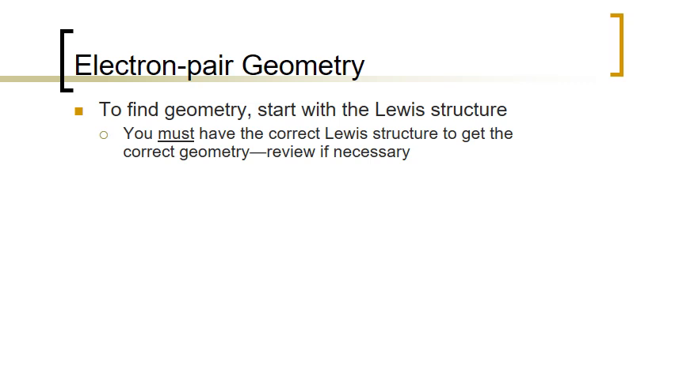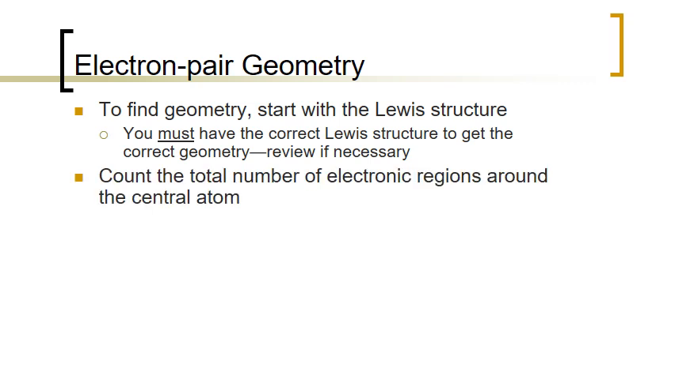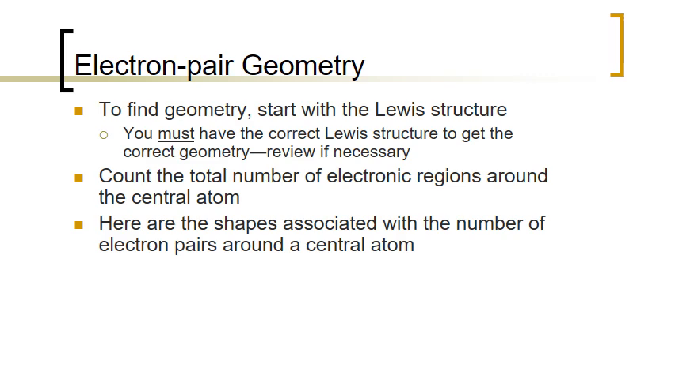So to find the geometry, start with the Lewis structure. You've got to have the correct Lewis structure to get the geometry. Review how to draw Lewis structures if you need to. We're going to assume you already know. Count the total number of electron regions around the central atom: single bond, double bond, lone pair, etc. So here are the shapes associated with the number of electron pairs around a central atom.